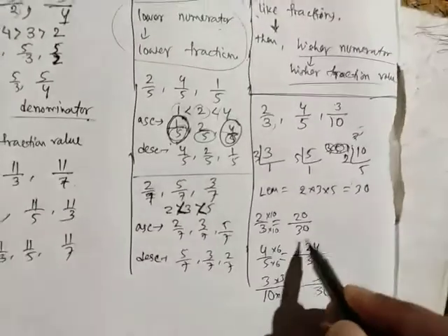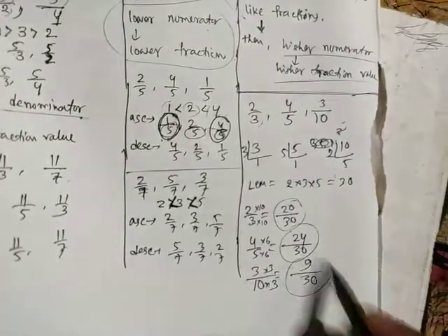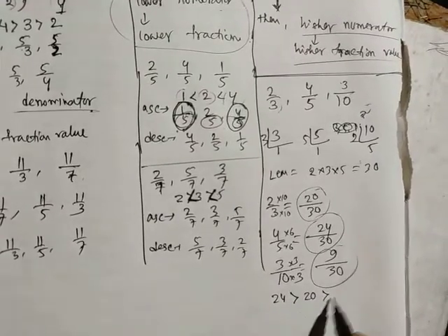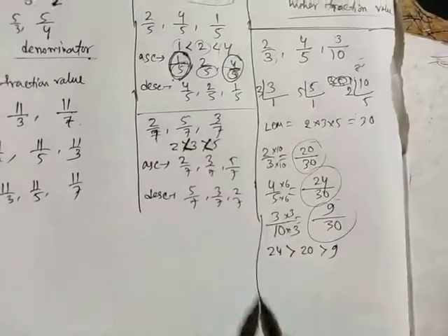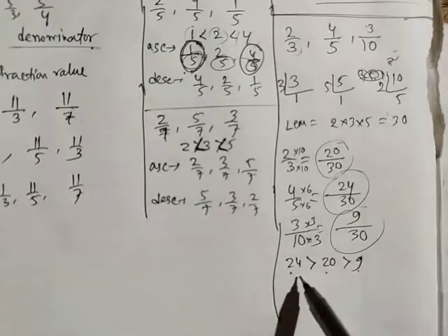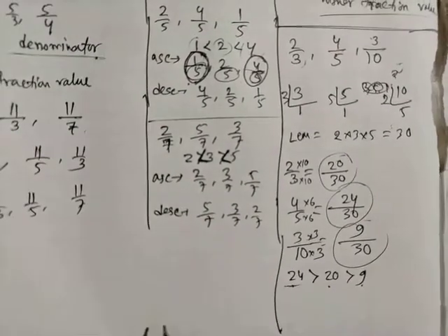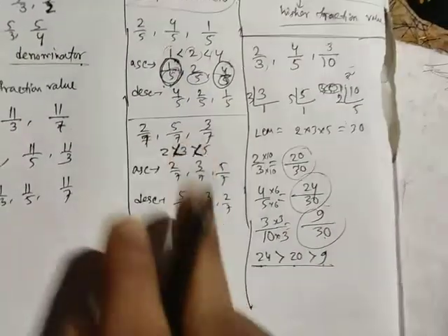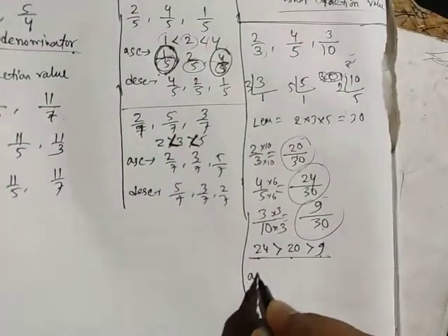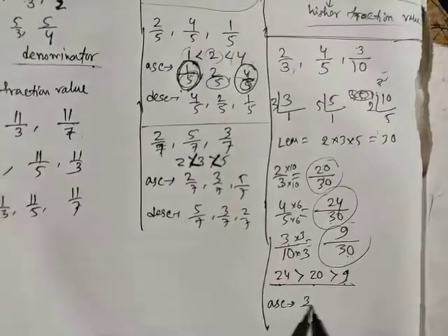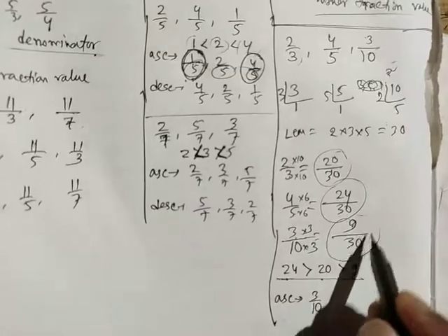So now compare these fractions. Here we see 24 is greater than 20 is greater than 9. So 24 is the highest, 20 is the next, then 9. So this fraction must be the highest, because the denominators are same, just compare the numerators. So if we write ascending order first, 9 is the lowest, so the fraction is 9 upon 30.